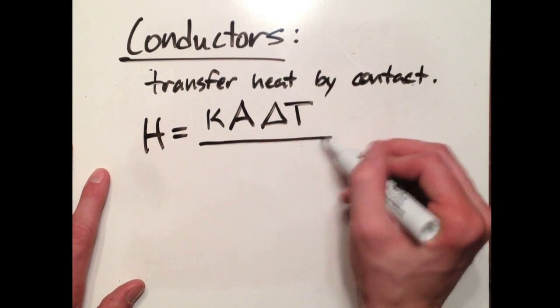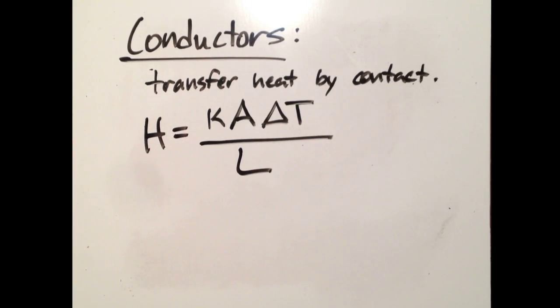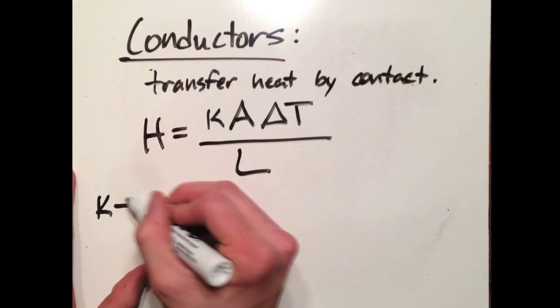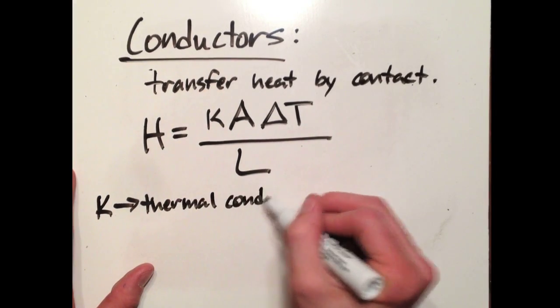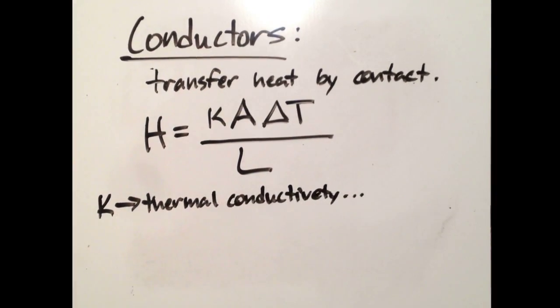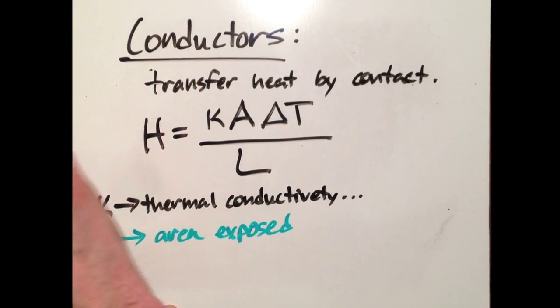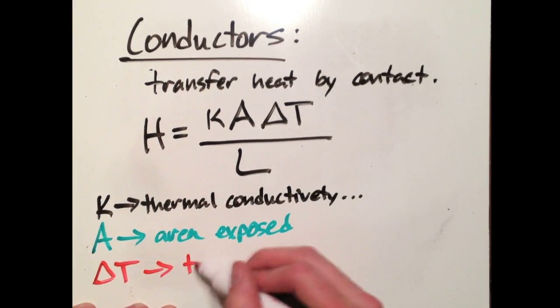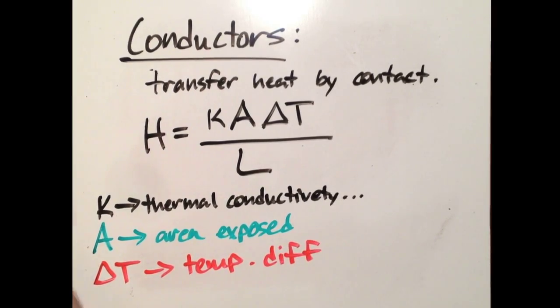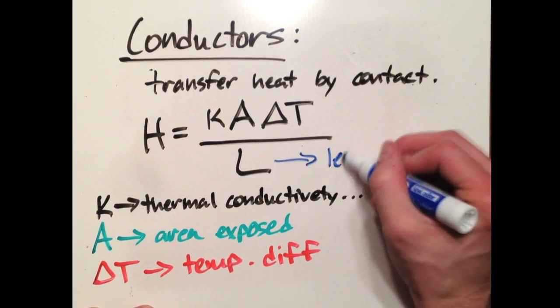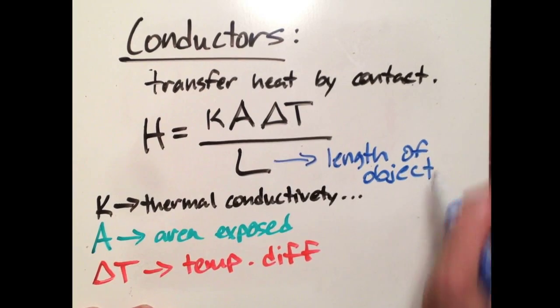The equation for heat transfer rate is H equals K times A delta T over L, where K is the thermal conductivity constant. The higher the K, the better the conductor of heat. A is the area exposed to this temperature gradient. Delta T is the temperature difference of the two sides exposed. And then L is the length of the object.